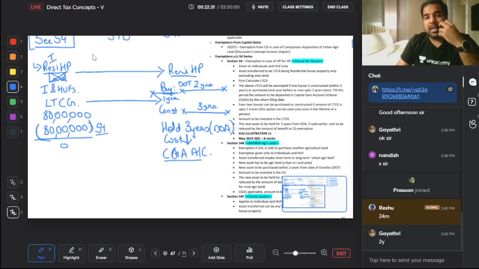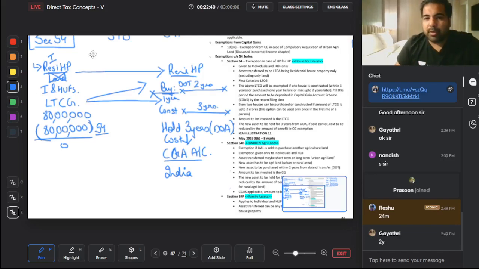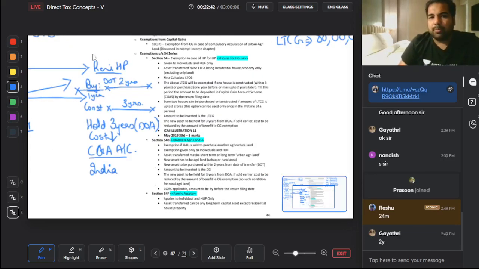Are you happy? Yes. And now can you buy even 2 houses? Yes. But guys, the houses should be in India. Both the houses should be in India. If you're buying one, that one or both should be in India. Guys, this is section 54. Exemption in case of house property, given to individuals and HUFs only.